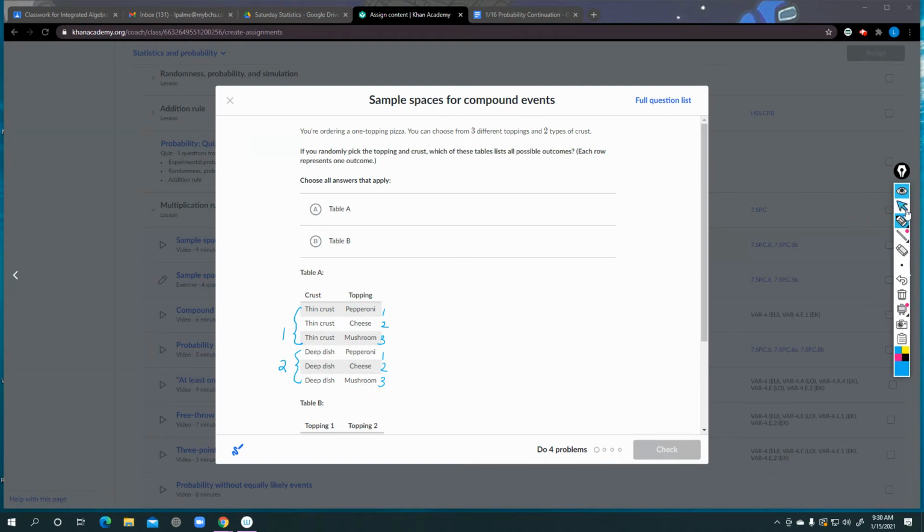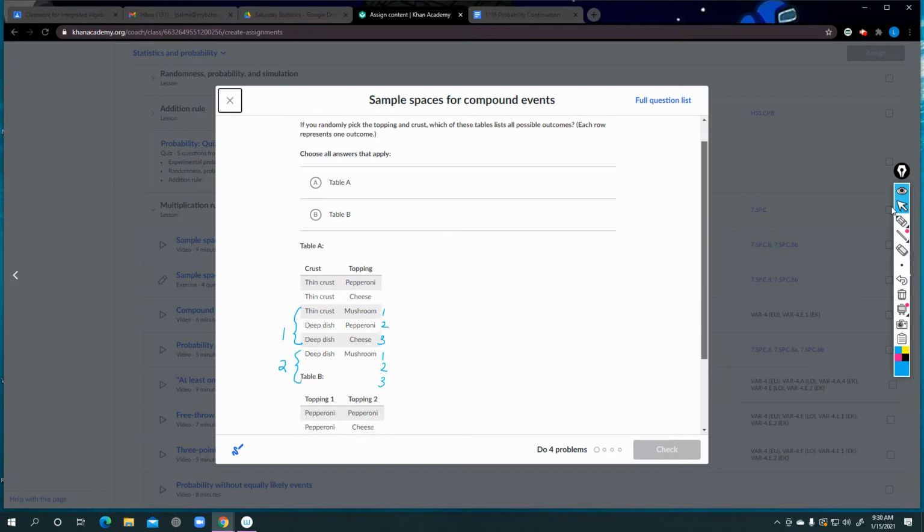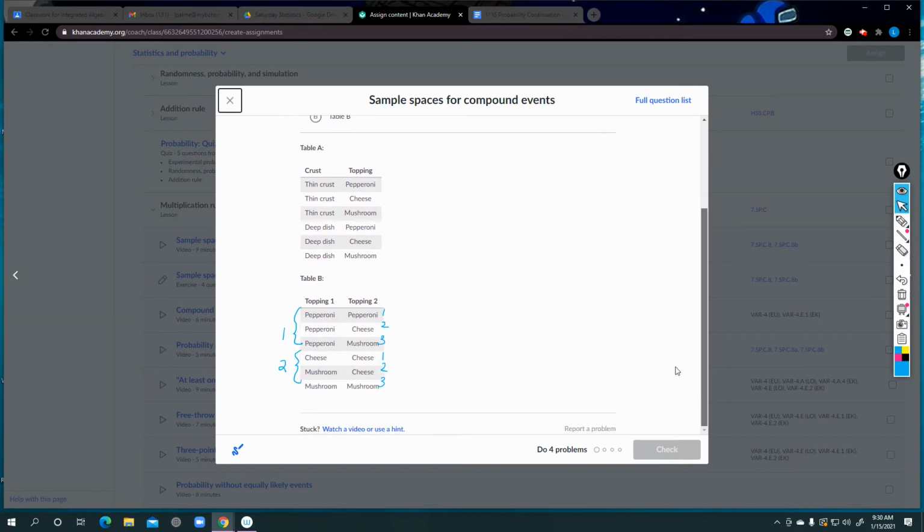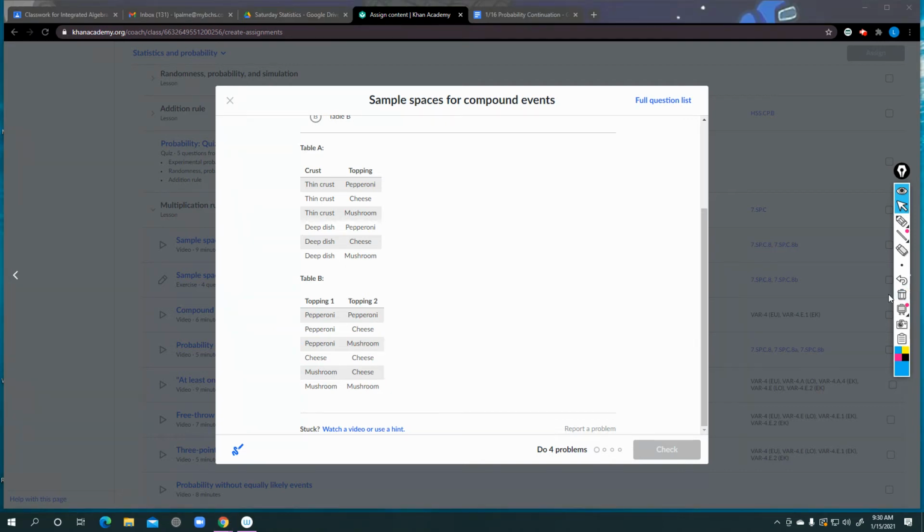Now let's just look at our second table here. We're going to have to erase this over here. So in table B, we have topping 1: pepperoni, pepperoni, pepperoni, cheese, mushroom, mushroom. And then we have pepperoni, cheese, mushroom, cheese, cheese, mushroom. But these are all toppings and nothing to do with the crust.